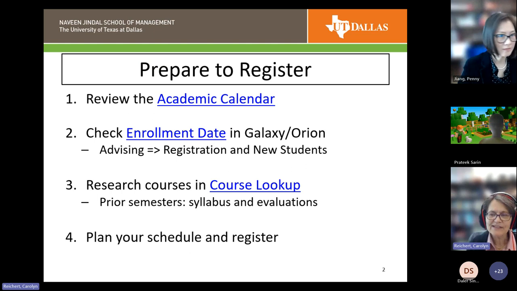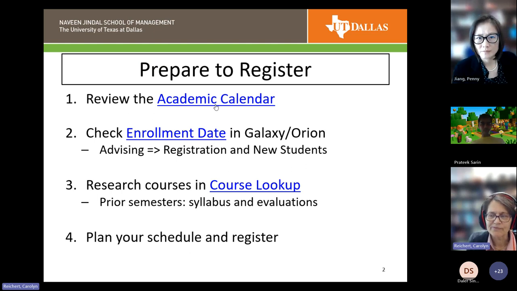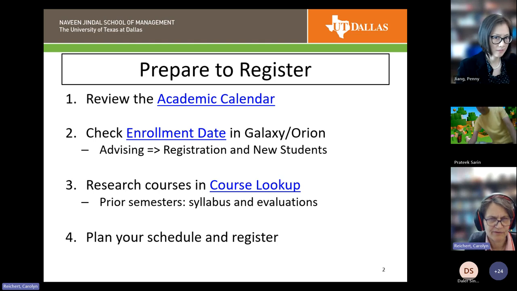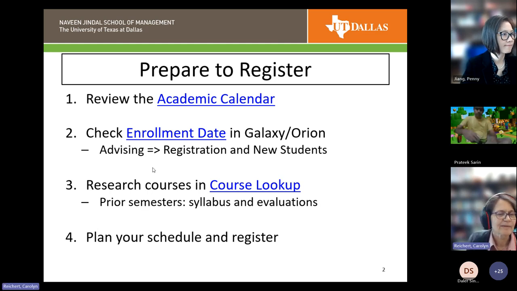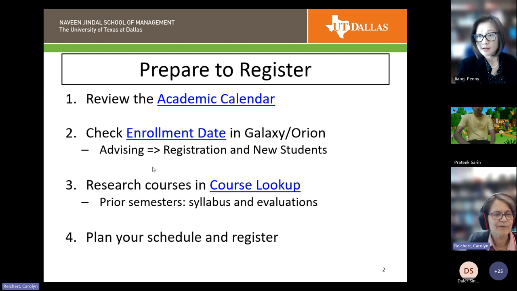So a couple of things as you prepare to register. One of the big things you need to do is make sure you're looking at the academic calendar. I know Dean Powell talked about this. When can you start registering? When is the schedule released? These are generally put out for every long semester and summers, and they're right off of the main homepage for UTD. Penny, do you want to put the link in the chat for them?